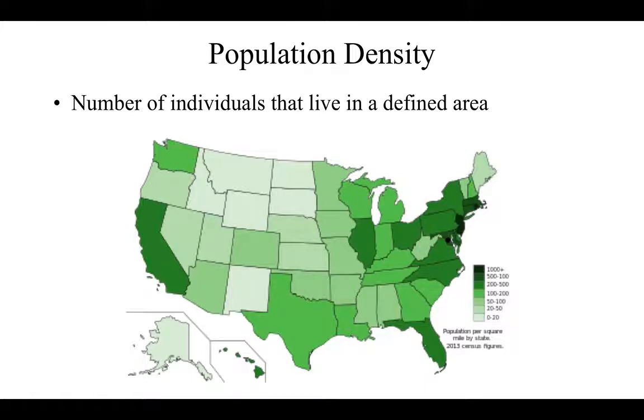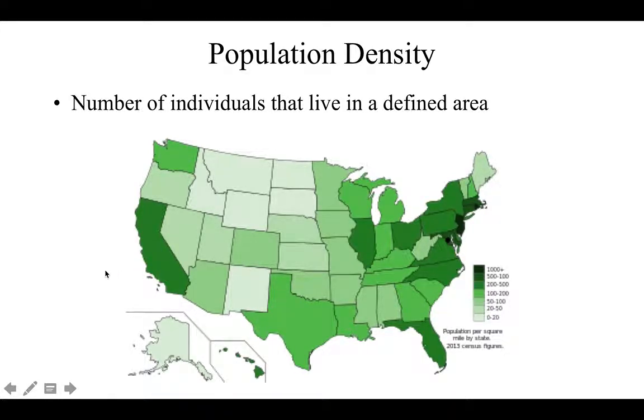Population density is the number of individuals that live in a defined area. So this is a population density map of the United States. You can see here, lighter colors indicate low population density in states like Alaska, for example, and Maine. And dark colors indicate high population density in states like California, for example.